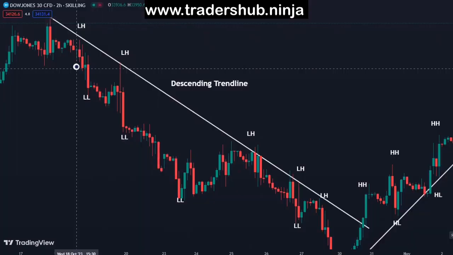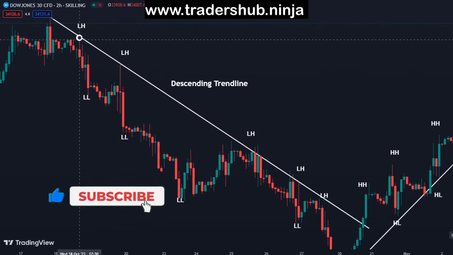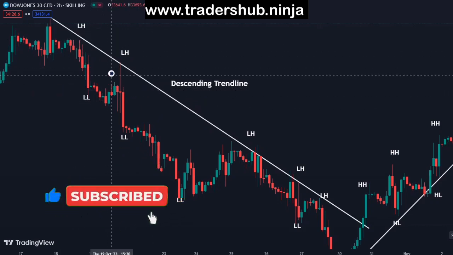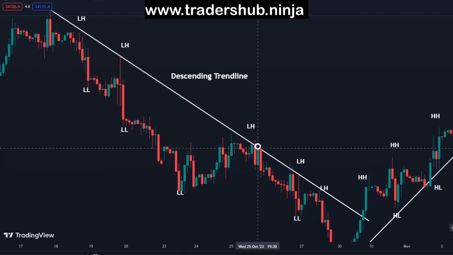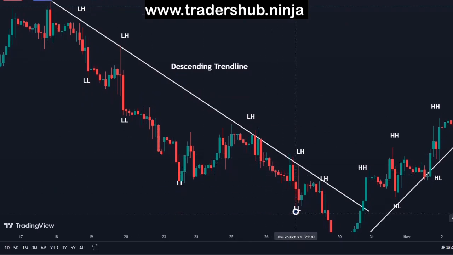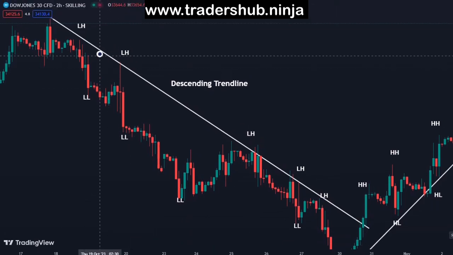This is the same Dow Jones 2-hour chart. Here, how do you draw a descending trend line? First, you have to identify the downtrend. How do you identify that this particular trend is a downtrend? Here we see lower highs and lower lows, repeated again and again. So this is a downtrend.